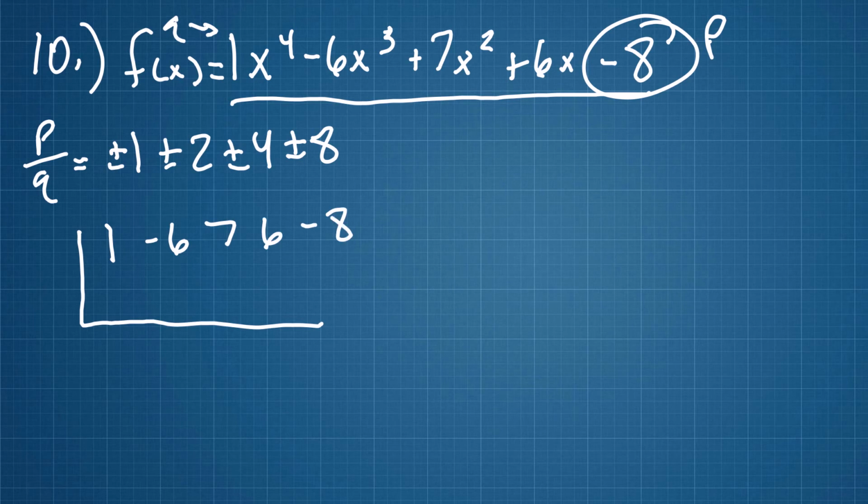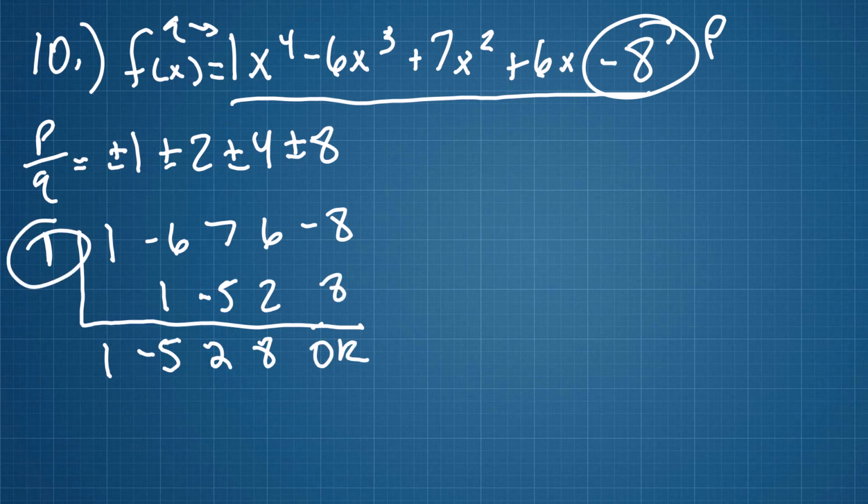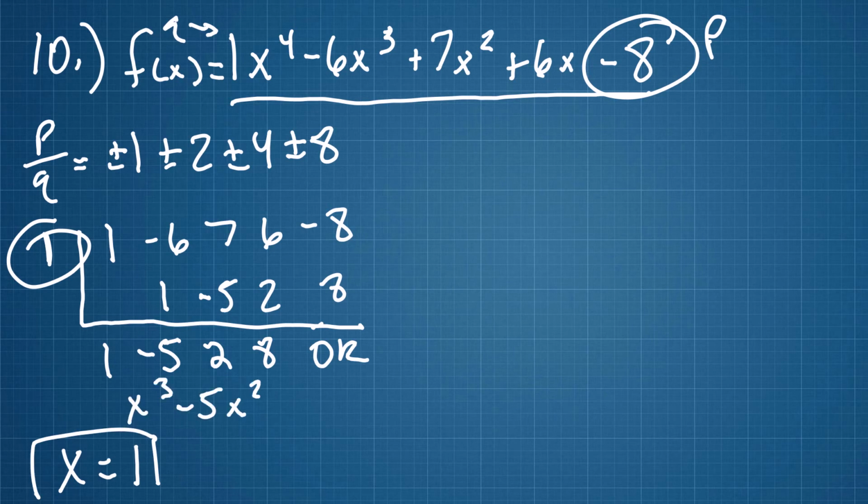Outside the box, I'm going to start with 1. Drop down the 1. 1 times 1 is 1. Negative 6 and 1 is negative 5. 1 times negative 5 is negative 5. Gives me 2. 1 times 2 is 2. 6 plus 2 is 8. 1 times 8 is 8. No remainder. That means one answer is x is equal to positive 1. So I have x cubed minus 5x squared plus 2x plus 8.